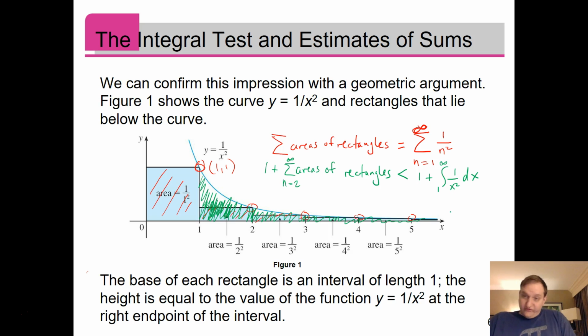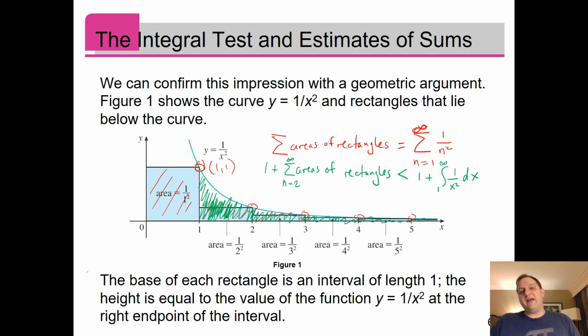So we can actually do this. We can get all technical, and this will be on the next slide. But essentially, we know that the antiderivative of 1 over x squared is negative 1 over x, and we can take the limit as t goes to infinity, and then substitute in 1. And what we'll see is that this improper integral converges.